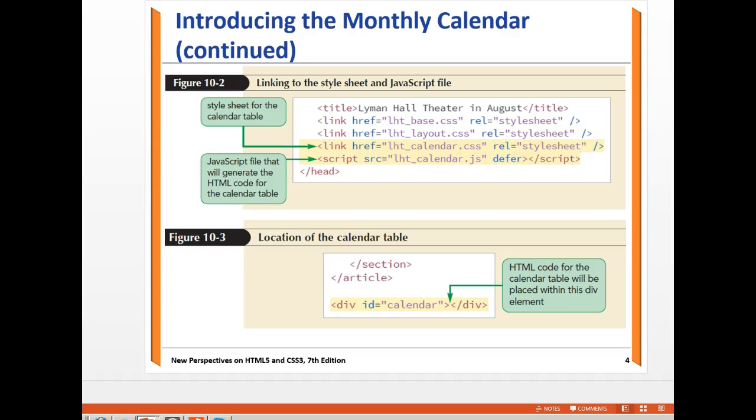So let's look at the example here. This is the style sheet for the calendar table that we have. And this is the JavaScript file that we use to generate the HTML code for the calendar table. So the location of the calendar table, we are putting it here. The HTML code with the calendar table will be placed in the div element. So that's where the location of the calendar table will be.